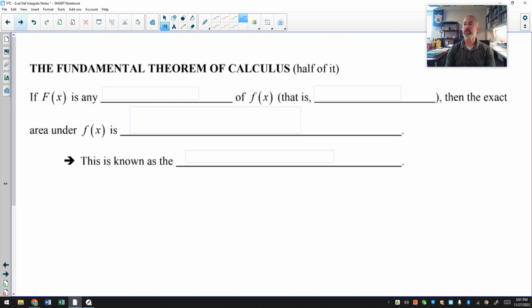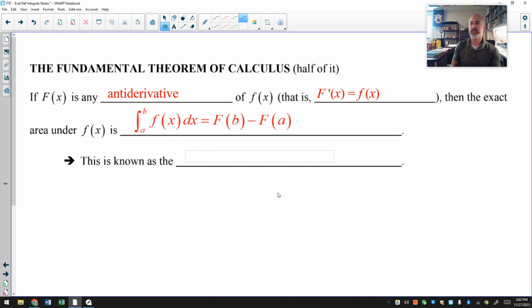So let's talk about the fundamental theorem of calculus. Again, this is half of the fundamental theorem of calculus, and it is the method by which we will evaluate definite integrals. The conditions are that if capital F is any antiderivative of little f, which can also be worded as the derivative of capital F is little f, then the exact area under f of x, and under we use that term loosely, it really means between the x-axis and the function f, is this. Your definite integral from a to b of little f of x is the antiderivative evaluated at b minus the antiderivative evaluated at a. This is also known as the evaluation theorem.